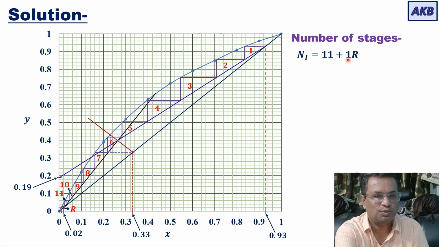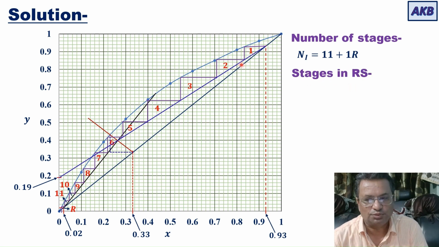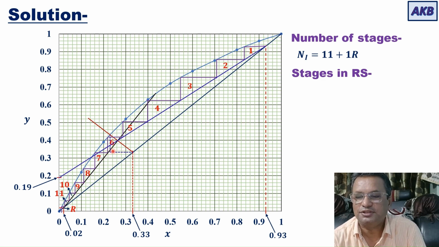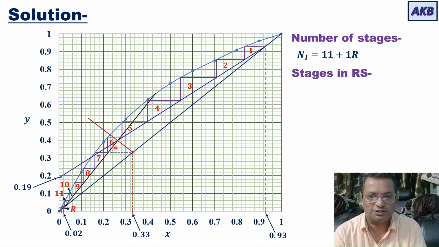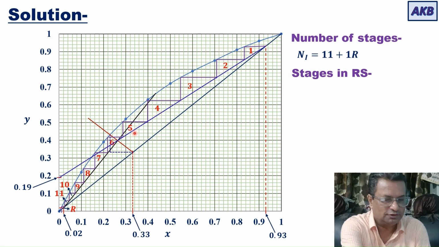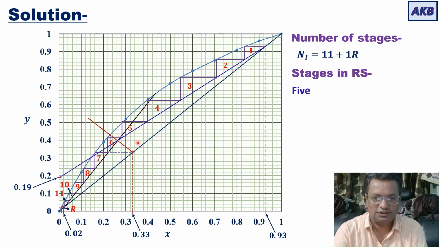One out of those 12 is the reboiler. Then stages in the rectifying section, so you can count. These will be the stages above the one where there is intersection of the 3 lines. The intersection of the 3 lines, you can see, occurs on stage number 6. So the stages before stage number 6 will be in the rectifying section. In this case, there are 5 stages: 1, 2, 3, 4, and 5. So there are 5 stages in the rectifying section.